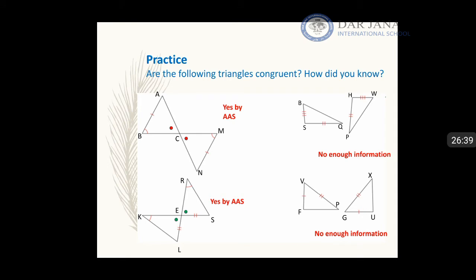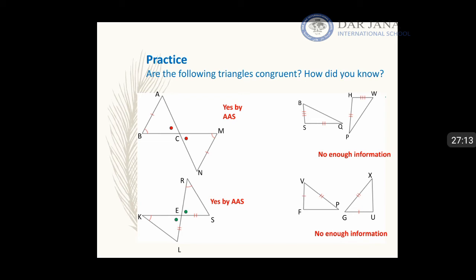Let's check the first figure, the triangle ABC and the triangle NCM. We know that the angle B is congruent to angle M, and since AN and BM intersect at point C, they form vertical angles. So angle ACB is congruent to angle NCM, as shown in the red dot. So we have two angles in the first triangle that are congruent to their corresponding angles in the second triangle.